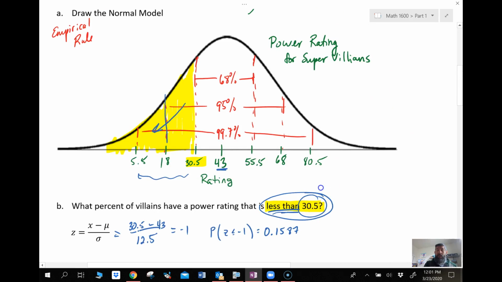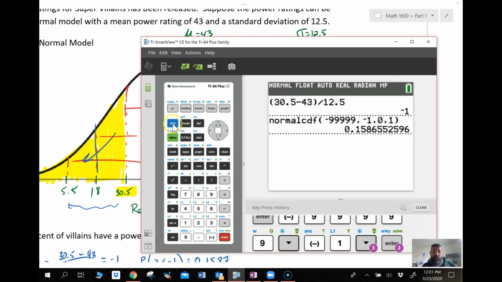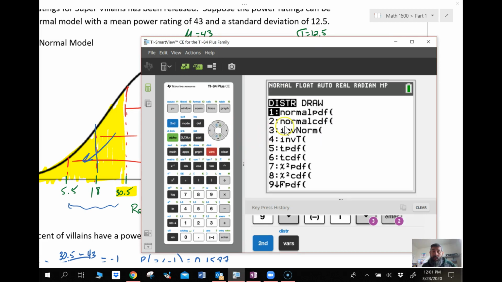Now, if you wanted to do this not using z-scores, we could go directly from the information we have, our mean and our standard deviation. So this is what it looks like. Remember I said that when you did this, we go again, second vars, normal CDF.